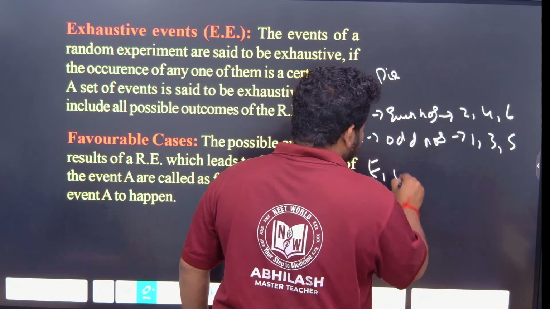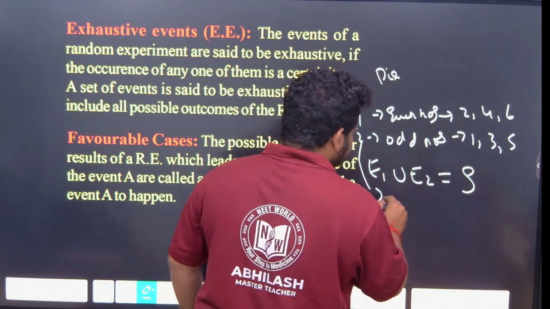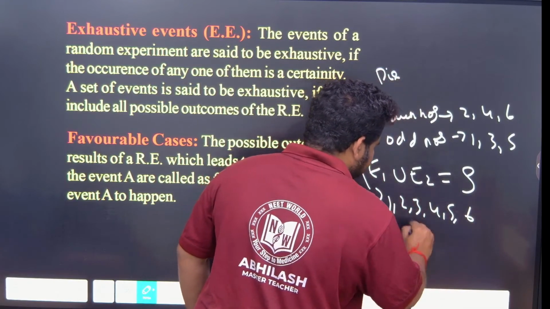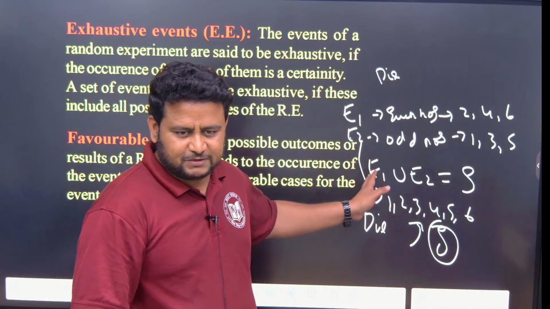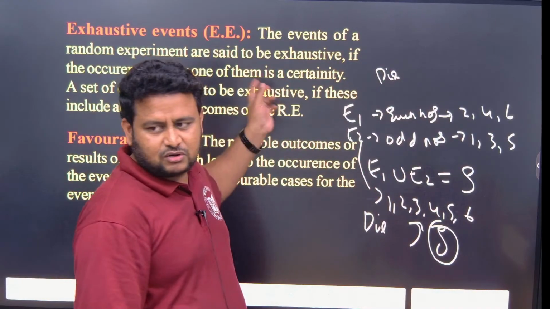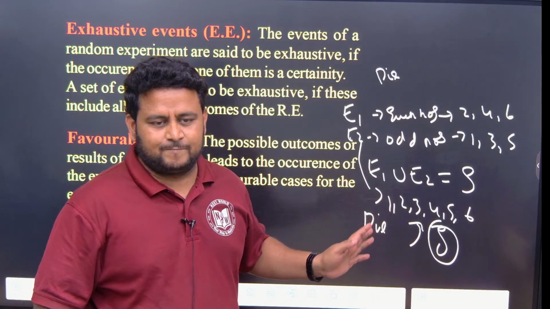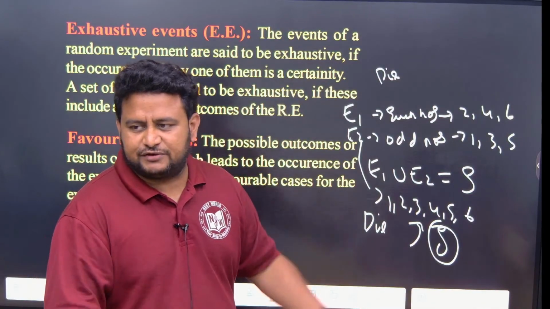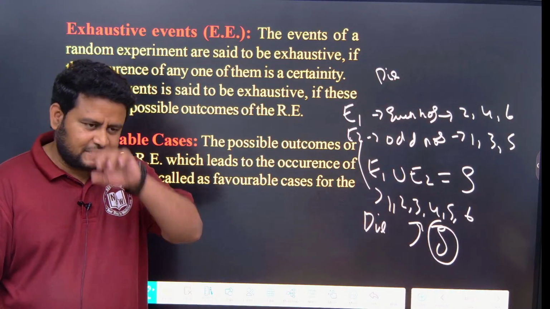So E1 union E2 gives a sample space, 1, 2, 3, 4, 5, 6. When it comes to a die, this is nothing but the sample space for a die. E1 union E2 is giving the sample space. That is called exhaustive events. If you combine two events and you get the complete sample space, all the total outcomes, then those two events are called exhaustive events. Then favorable cases. Favorable case means what?